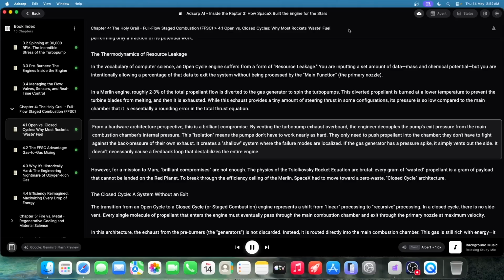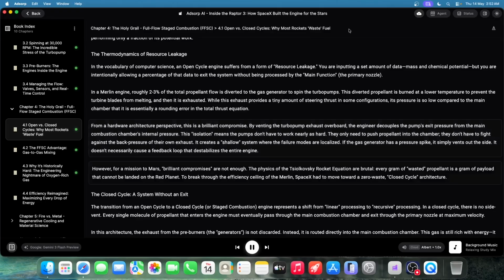It creates a shallow system where the failure modes are localized. If the gas generator has a pressure spike, it simply vents out the side. It doesn't necessarily cause a feedback loop that destabilizes the entire engine. However, for a mission to Mars, brilliant compromises are not enough. The physics of the Tsiolkovsky rocket equation are brutal. Every gram of wasted propellant is a gram of payload that cannot be landed on the red planet. To break through the efficiency ceiling of the Merlin, SpaceX had to move toward a zero-waste, closed-cycle architecture.